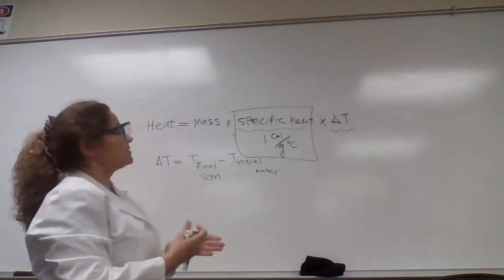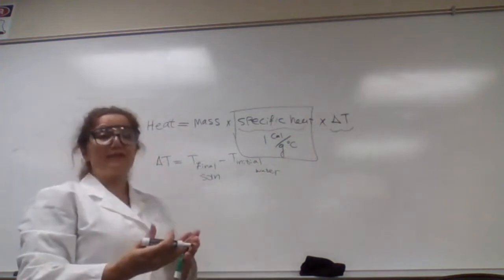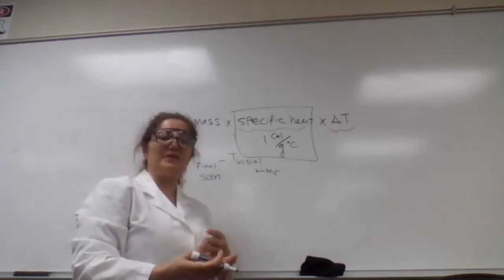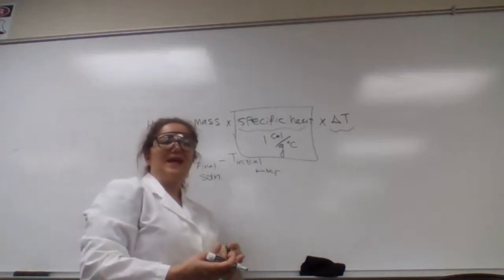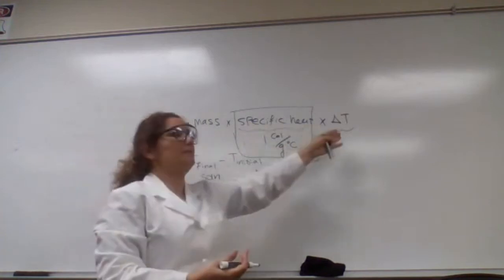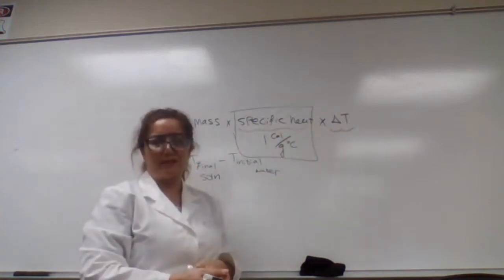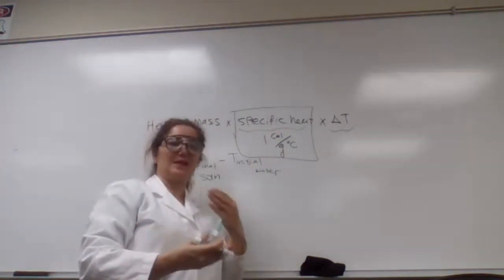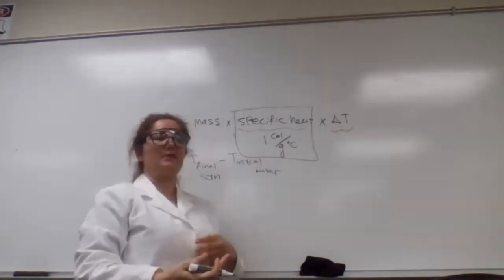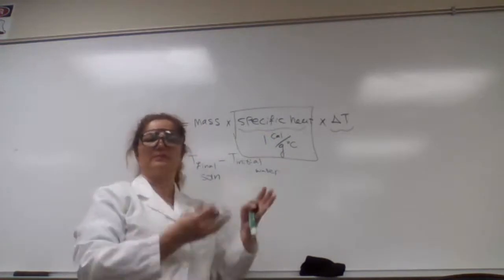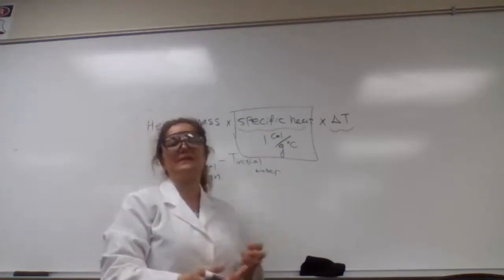So we can do 2 things. We can say, okay, we have a gallon of water. We find the mass of the water and ask, how much heat do we need to increase the temperature by 10 degrees Celsius? If we have a huge tank of water, how much heat do we need to increase the temperature by 5 degrees Celsius or by 20 degrees Celsius?